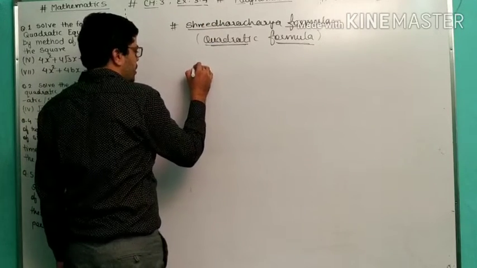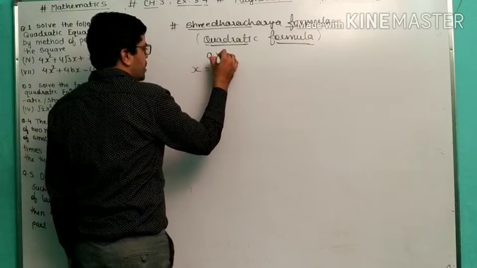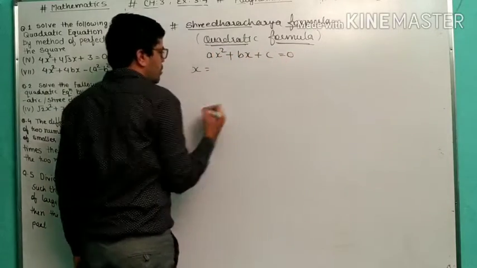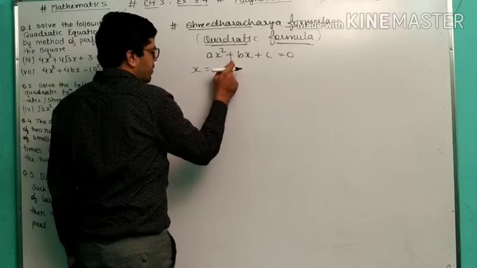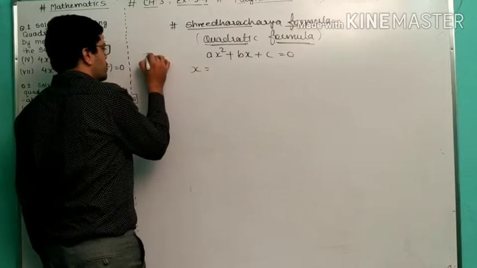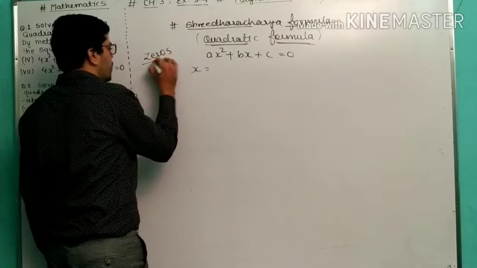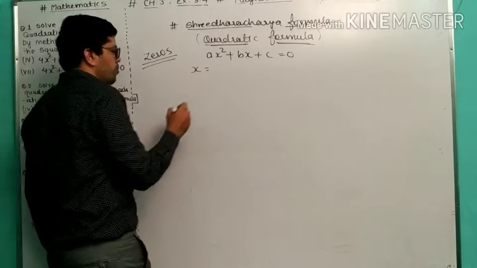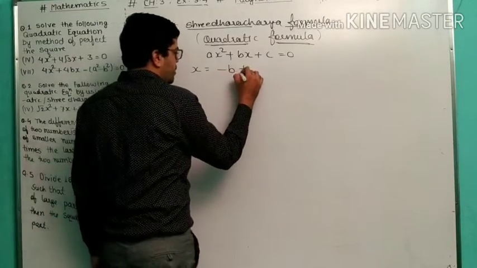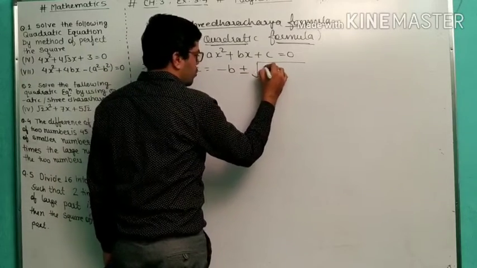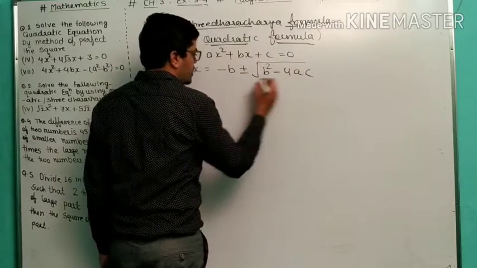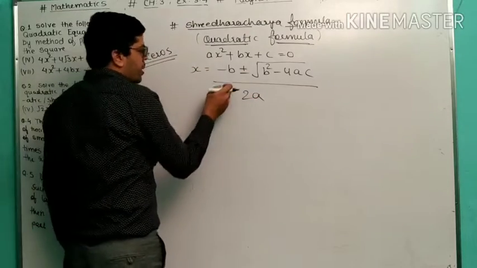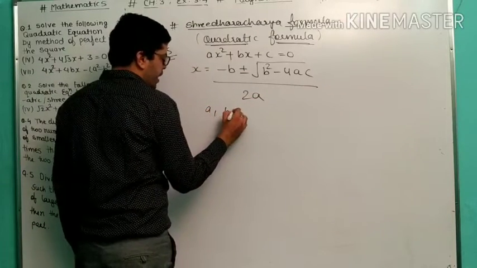So what is the formula? If the standard equation is ax square plus bx plus c equals 0, by this quadratic equation, and you want to find the zeros, you have to use one formula: x equals minus b plus minus root of b square minus 4ac upon 2a. So how can you find the values of a, b and c?